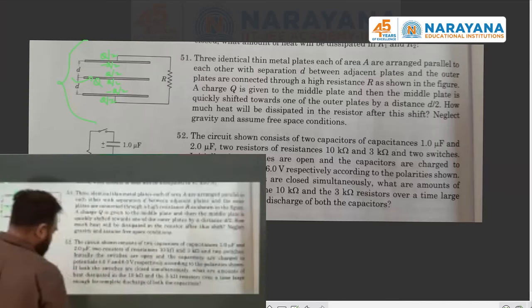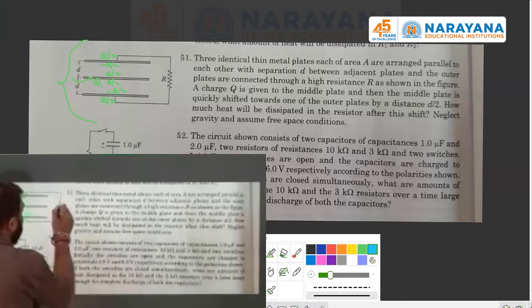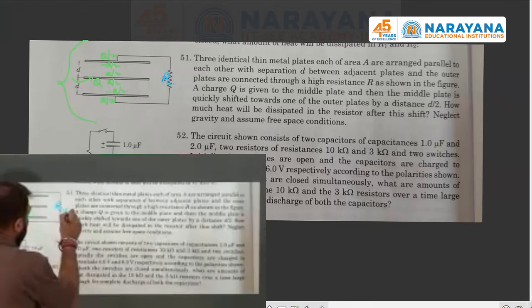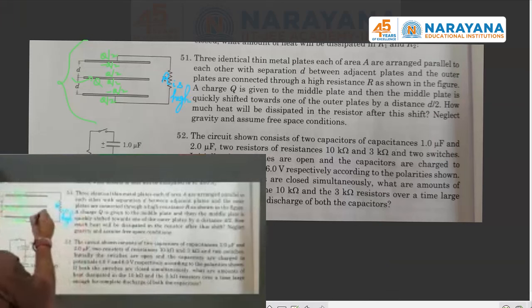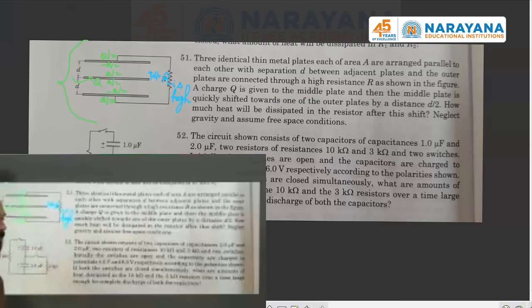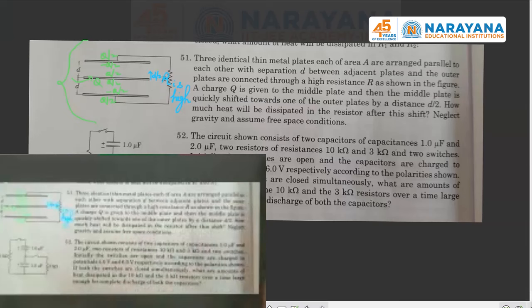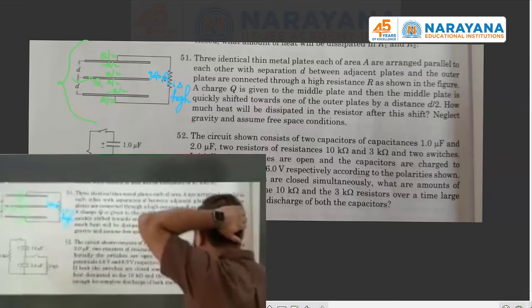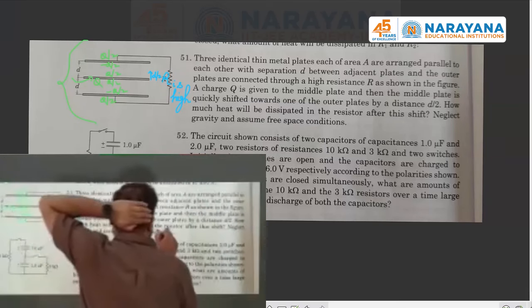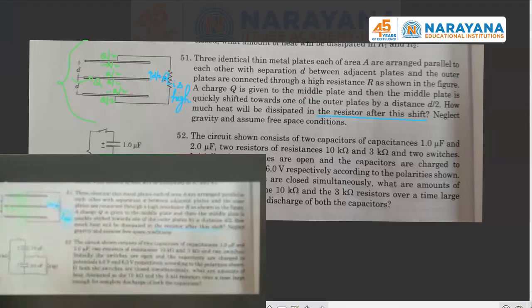Now he says that I will suddenly shift, and he has already said that this R is high. It's a high resistance. In presence of this high resistance, an external agent suddenly shifts this middle plate by a distance of d by 2 upwards. And his question was, how much heat will be dissipated in the resistor after this shift, right?